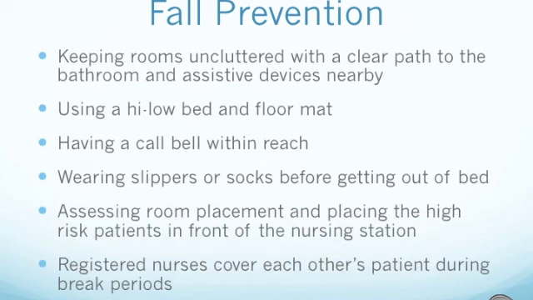Additional fall prevention strategies include keeping rooms clutter-free and a clear path to the bathroom with assistive devices nearby, the use of high-low beds and floor mats, call bell within reach, wearing slippers or socks before getting out of bed, and assessing room placement and placing high-risk patients in front of the nurse's station for closer observation. Also, when nurses take their breaks, have another RN watch your patients while you're off the floor.